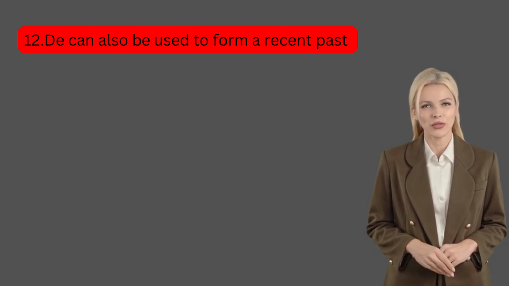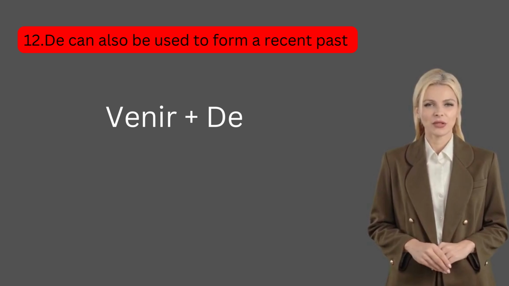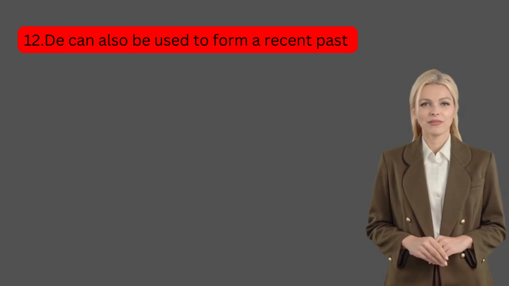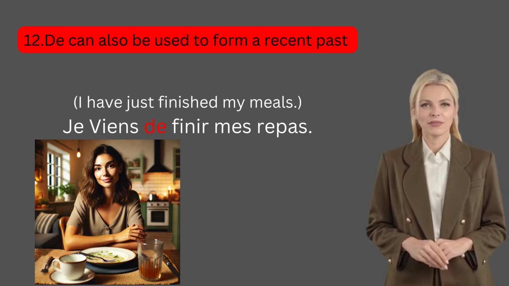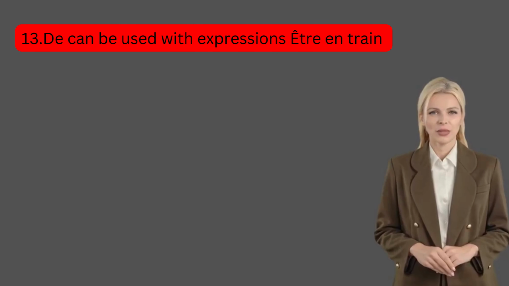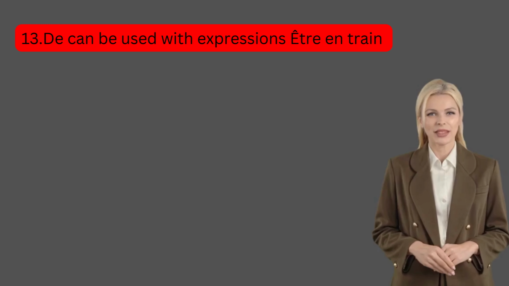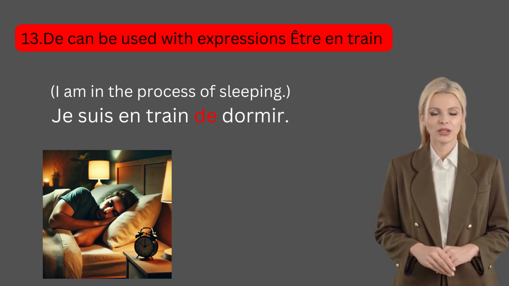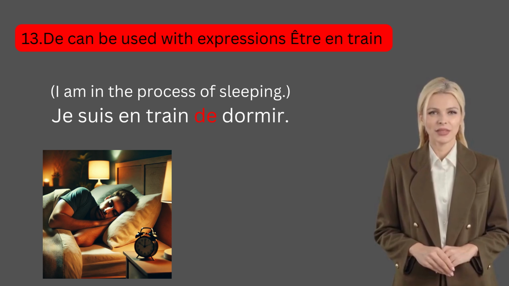De can also be used to form a recent past. Such as, Venir de. Par exemple. Je viens de finir mes repas. I have just finished my meals. De can be used with expressions. Être en train de. It means to be in the process of, an action which is happening. For example, Je suis en train de dormir. I am in the process of sleeping.